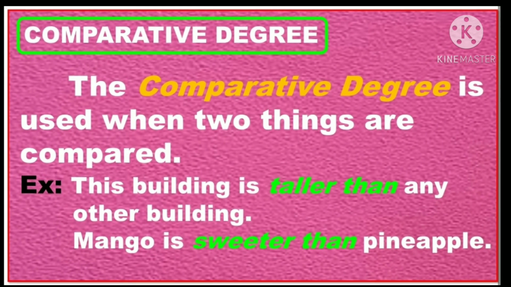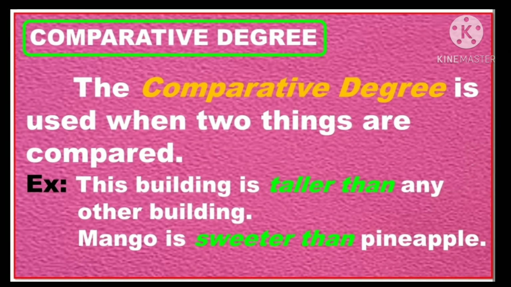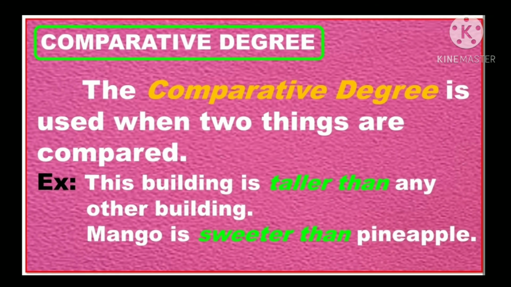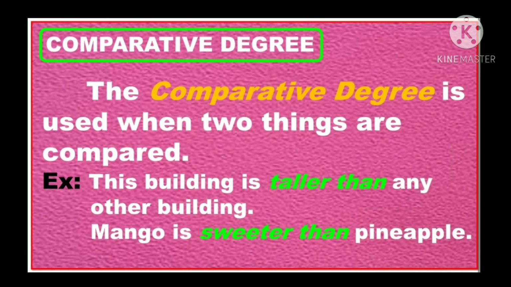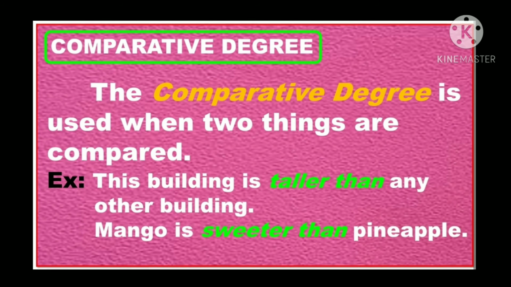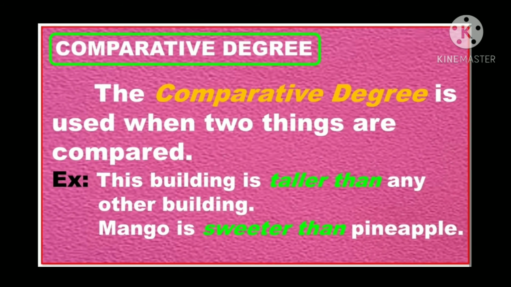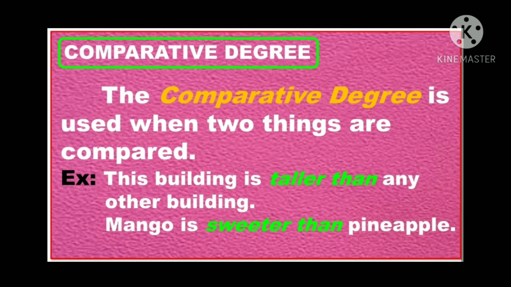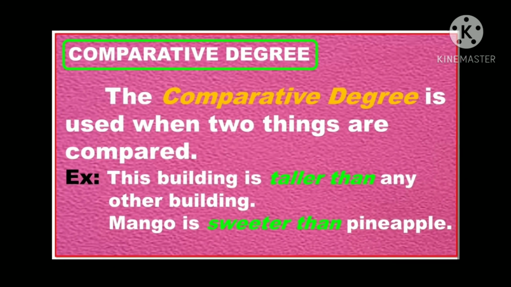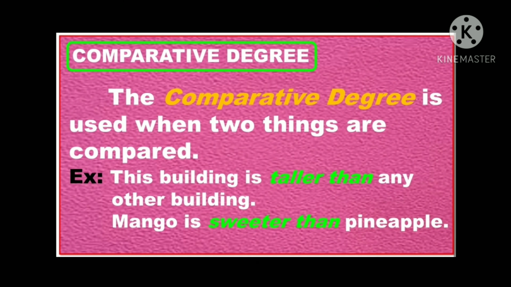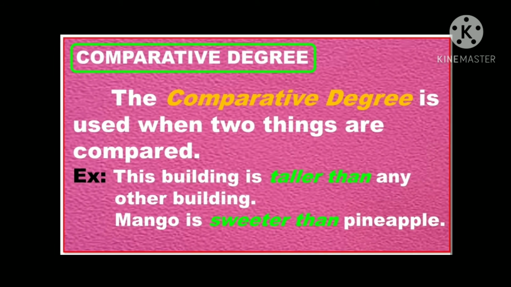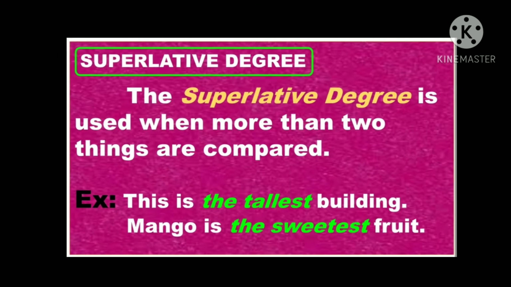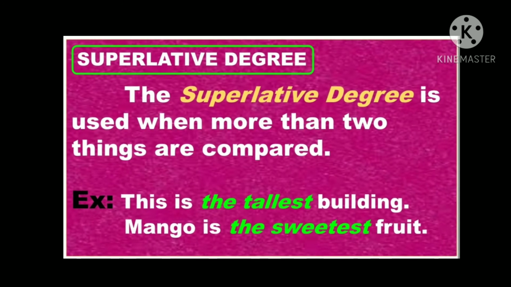And the second one is the comparative degree. The comparative degree is used when two things are compared. So, here we can make comparison only with two things. Okay? Look at the example. This building is taller than any other building. Mango is sweeter than pineapple. So, comparison can be made only with two things.